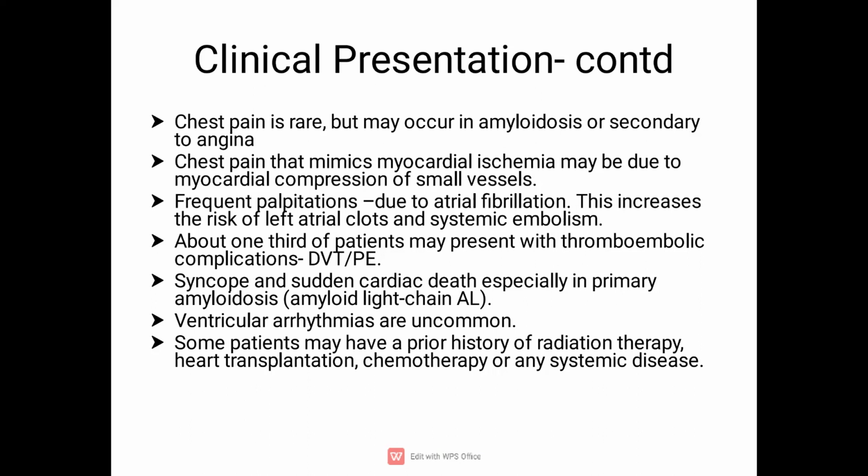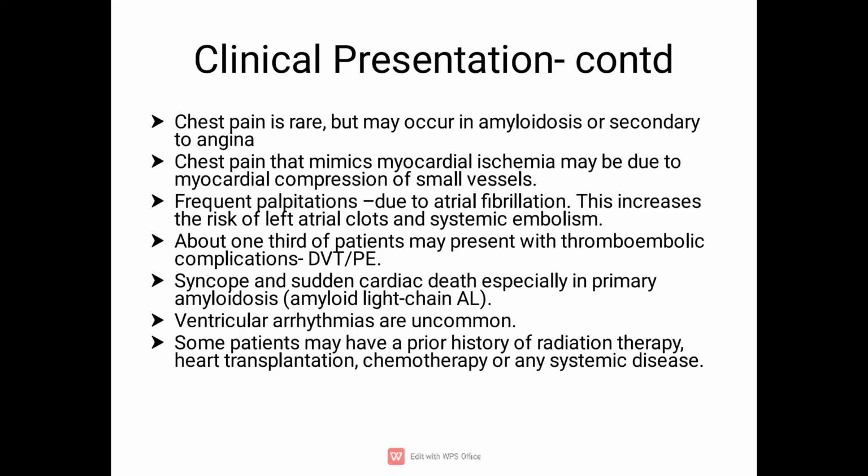Some patients may also have a prior history of radiation therapy. If you remember, I talked about the non-obliterative type, where you could have radiation-associated restrictive cardiomyopathy. So a prior history of radiation therapy, probably for a cancer, or a patient who has had heart transplantation, considering that they may need to be on some chemotherapeutic drugs, or any other systemic illness, is also very important as part of the history that needs to be taken.